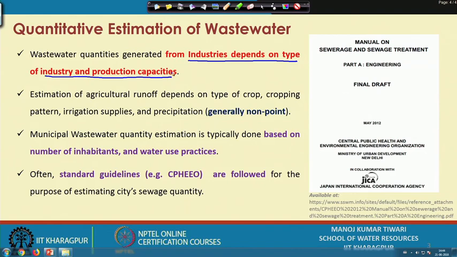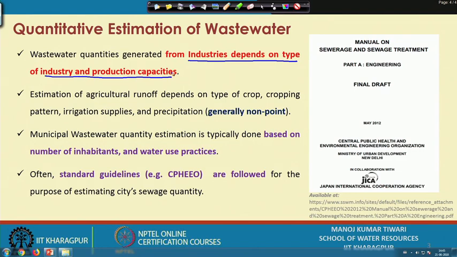So, say if there is a tannery, the waste generated per unit out of a tannery depends on its final production. So, what size of tannery? If it is a large size tannery, obviously the amount of wastewater generated will be much larger than that of a smaller size tannery.